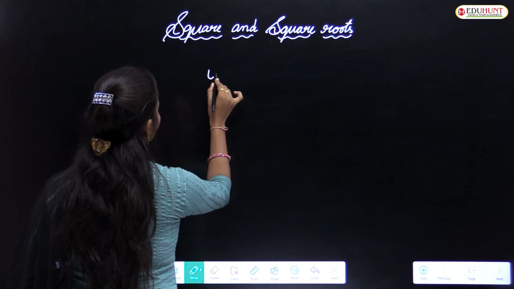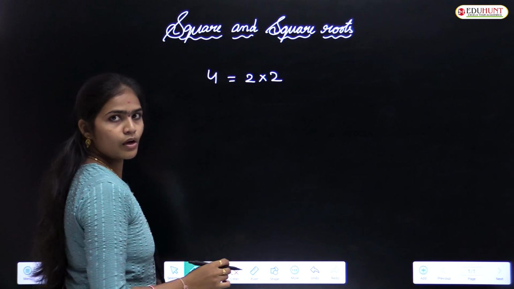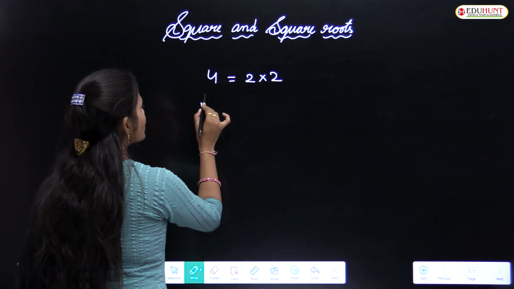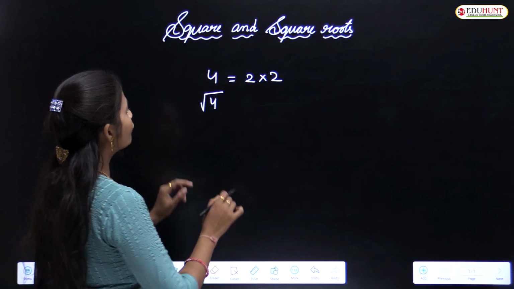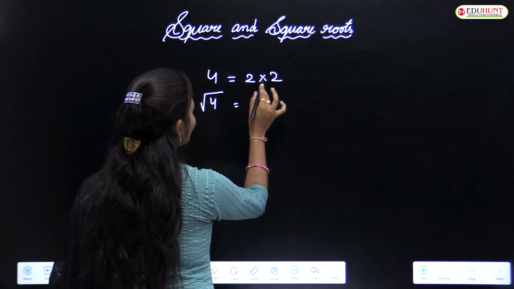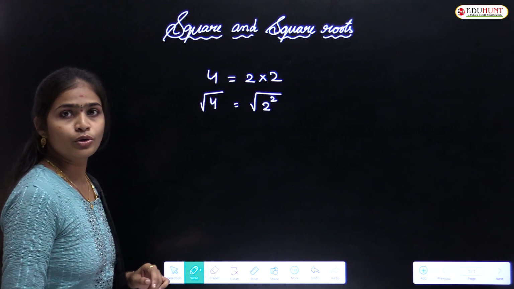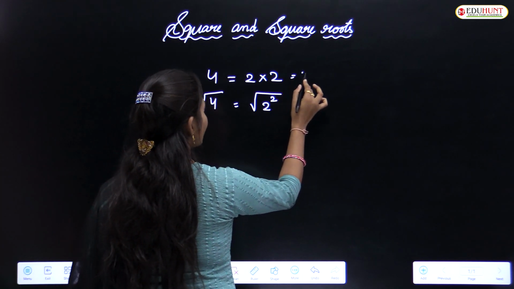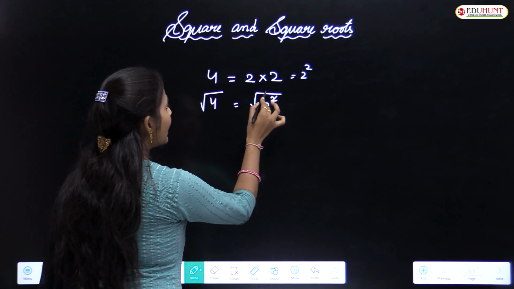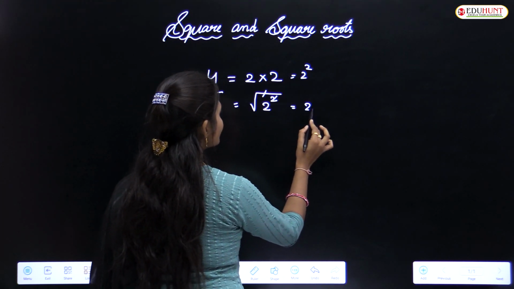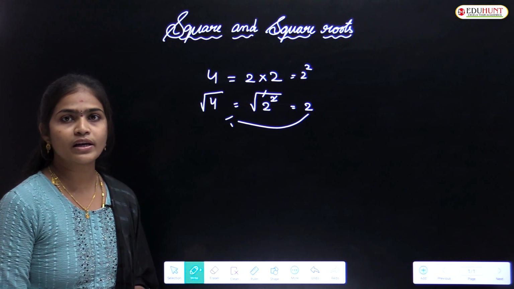I told you about 4. We can express 4 as 2 into 2, so we can write this as the square root of 4. Now I want to find the square root of 4. We can write 4 as 2 into 2, which is 2 square. Then we apply the square root. Here square and root get cancelled, and its value is equal to 2. That's why we say 2 is the square root of 4.